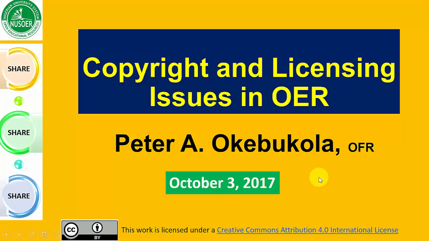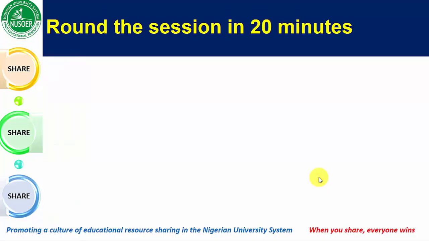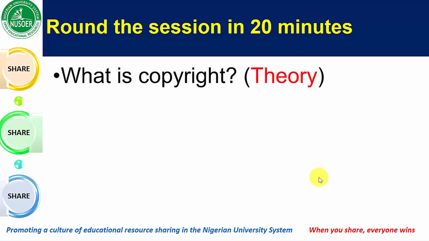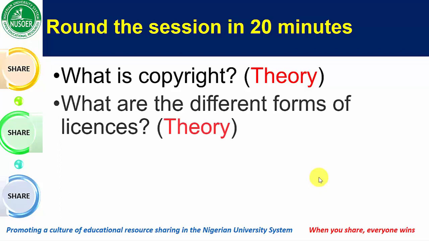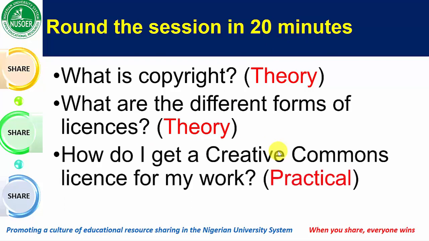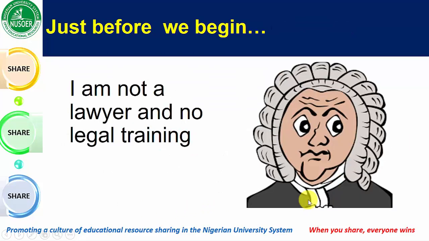So how do we intend to spend the next 20 minutes together? That's the time that I've estimated for this presentation. I have three questions that we'll be rubbing our minds on. The first one is, what is copyright? And the other, what are the different forms of licenses? You recall that the title of this session is Copyright and Licensing Issues. I put theory here because we'll just be discussing. Then the third question we will answer practically: how do I get a Creative Commons license for my work?